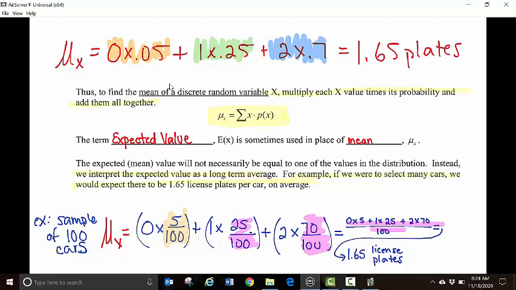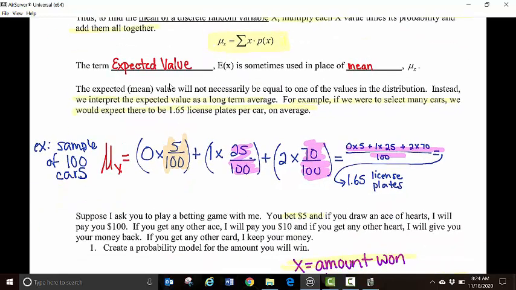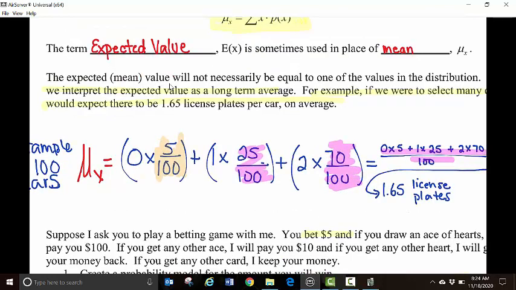Let's pretend we had 100 cars. If we had 100 cars, wouldn't that mean that 5 out of 100 of them would have 0 license plates if it was perfect? Because it's 5%. And 25 out of 100 would have 1 license plate. And 70 out of the 100 would have 2. That's a theoretical perfect population of 100 cars, right? So thinking you're going to have 5 out of 100 have this.